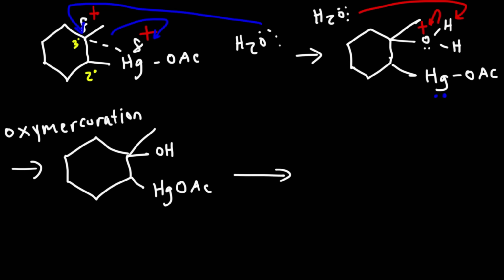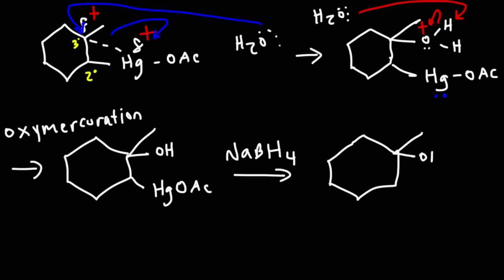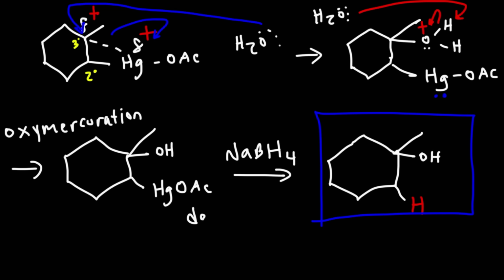The second step is known as demercuration. That's when we use sodium borohydride. So the hydride ion will be used to get rid of the mercury acetate group. It's not going to affect the hydroxyl group. So the end result is that we're going to replace this with a hydrogen. So that last step is known as demercuration. That's where we remove mercury and replace it with a hydrogen atom. But the end result is that we get an alcohol in this molecule.